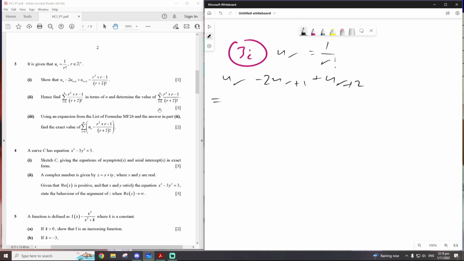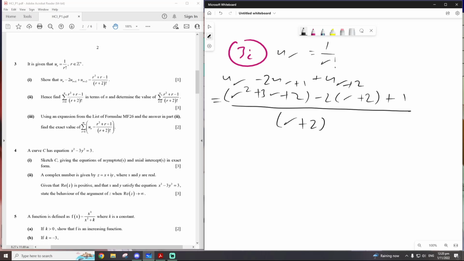This is 1 over, we're going to make the common denominator of R plus 2 factorial. So 1 over R factorial. To get R plus 2 factorial, we need to multiply by R plus 1 and R plus 2. So let's do that. R plus 1 times R plus 2 is R squared plus 3R plus 2. Okay, and then minus 2R plus 1, R plus 2 rather, and then plus 1, divide by R plus 2 factorial. And you can go ahead and simplify this. You will still have an R squared at the top, but now your coefficient of R just becomes 3 minus 2, which is 1. So R squared plus R. Then 2 minus 4 plus 1 is negative 1. So you get that, divide by R plus 2 factorial. So this should be quite simple.